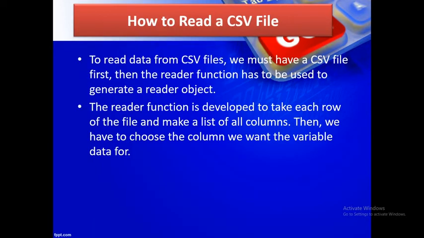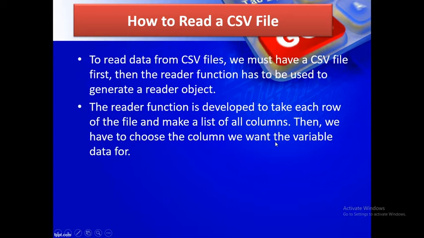To read the data from the CSV file, we must have a CSV file first, because unless we have a CSV file to read from, the reader function has to be used to generate a reader object. The reader function is developed to take each row of the file and make a list of all columns. Then we have to choose the column we want the variable data for. Let us see one example of reading the content of the CSV file.